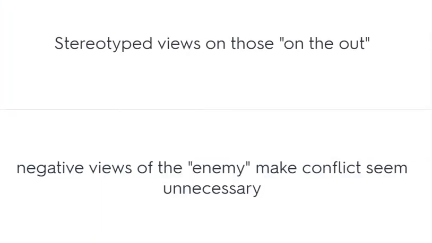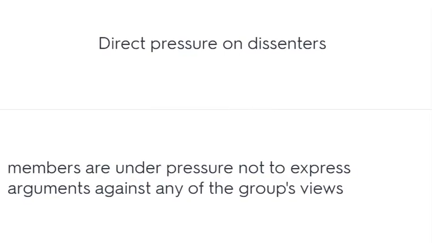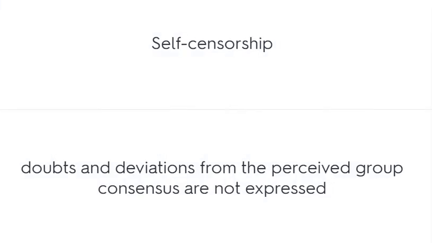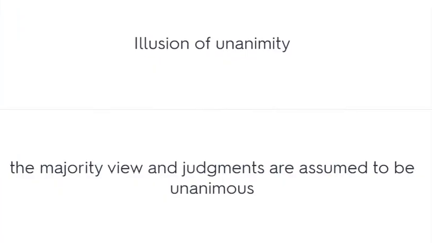Stereotyped views on those on the out: negative views of the enemy make conflict seem unnecessary. Direct pressure on dissenters: members are under pressure not to express arguments against any of the group's views. Self-censorship: doubts and deviations from the perceived group consensus are not expressed. Illusion of unanimity: the majority view and judgments are assumed to be unanimous.